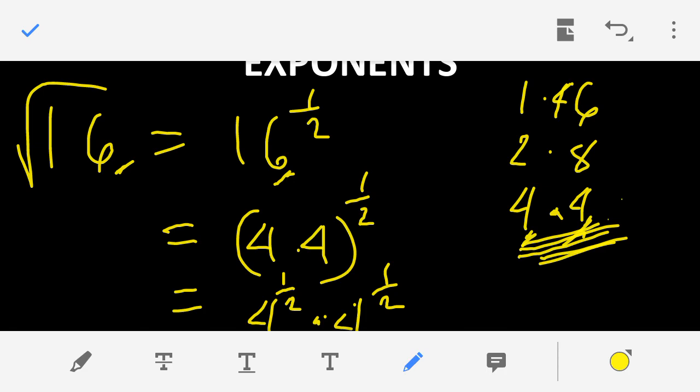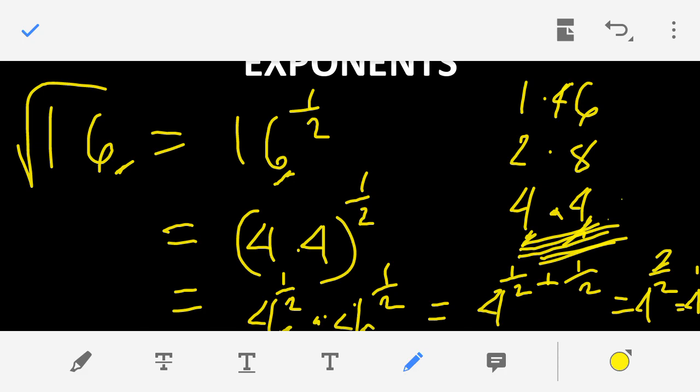So here we have 4 to the 1 half, 4 to the 1 half, and we have the same base 4 multiplied to each other. So what you will have to do is add their exponents. You have 4 raised to 1 half plus 1 half. Then it will give us 4 raised to 2 over 2. And what is 2 over 2? 2 over 2 is simply 1. So we now have 4 raised to 1, or simply the answer is 4.